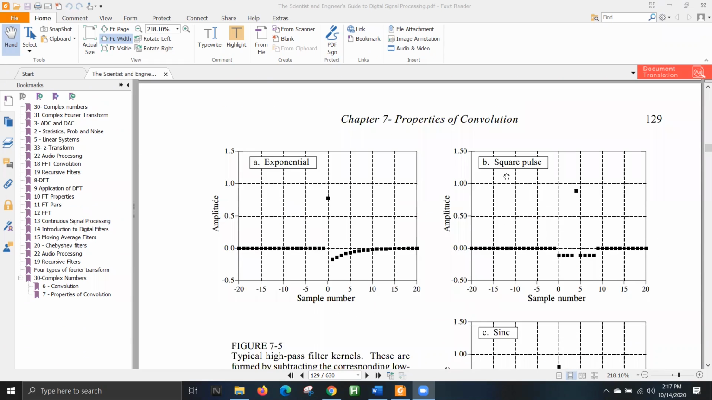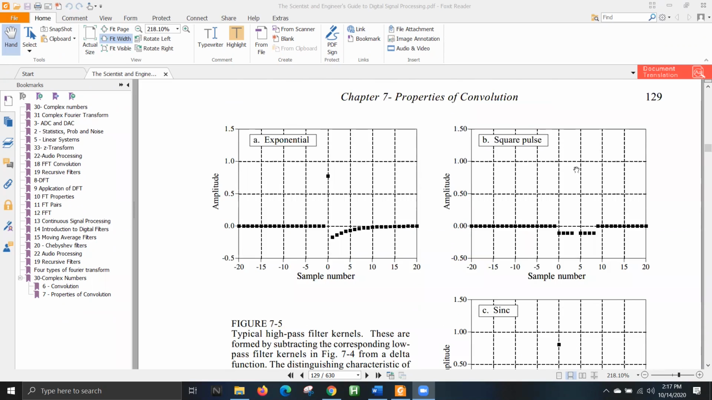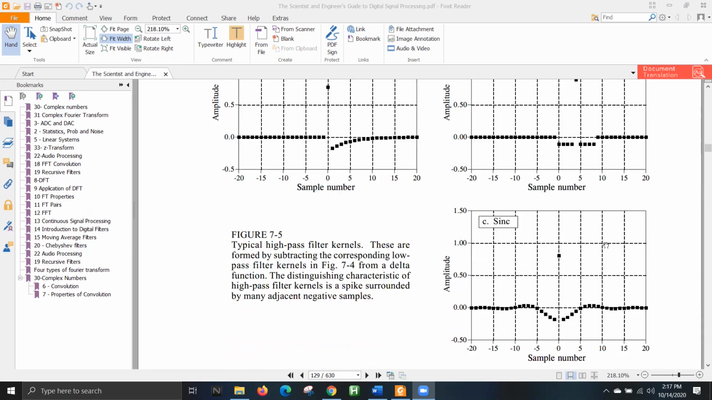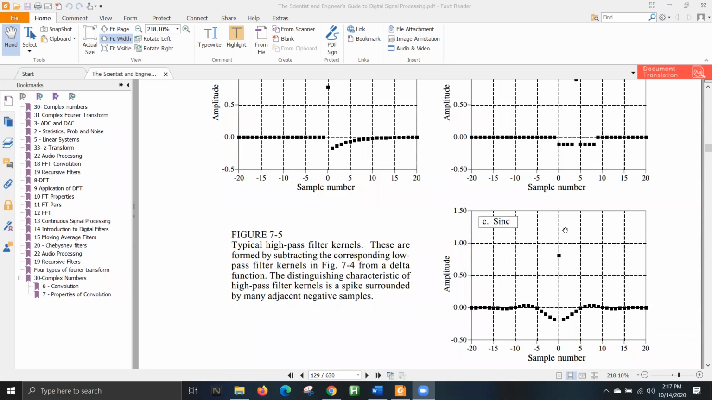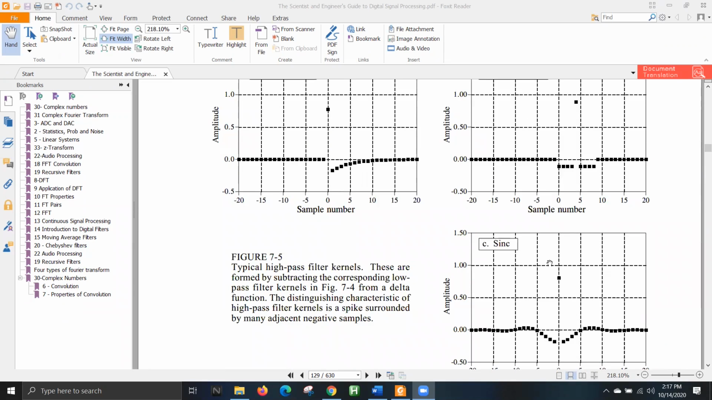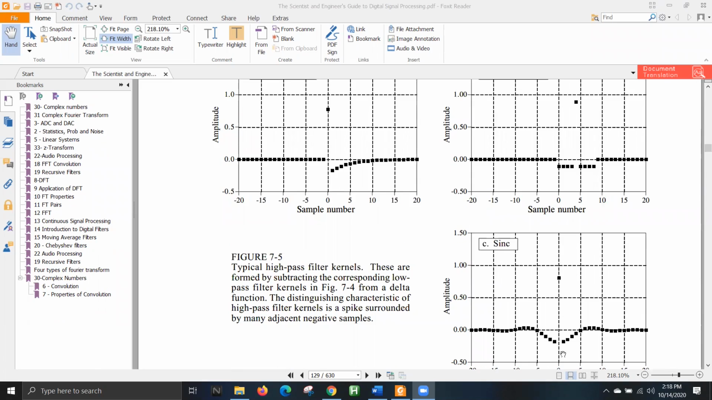Similarly, the high pass filter for the square pulse case will be something like this. Similarly, for sinc, it will be something like this. There will be only one point positive and the rest of the points are negative. That one point is at the 0th position, because you're taking the difference from the unit impulse, and the unit impulse has 1 in the 0th position and 0 everywhere else. So remember, only at the 0th position are you going to get the positive point.